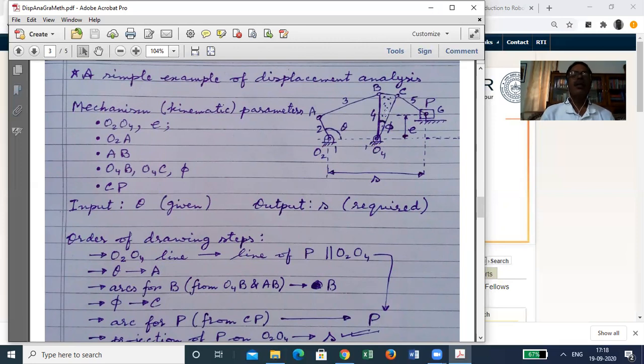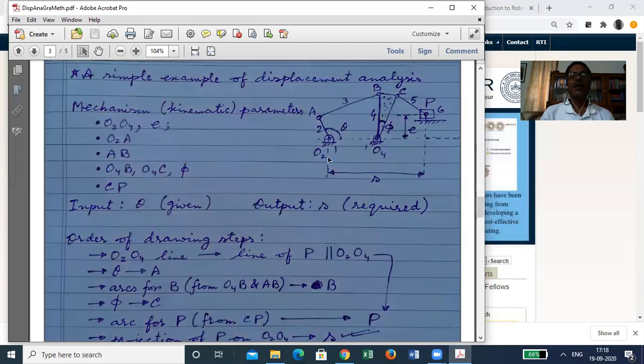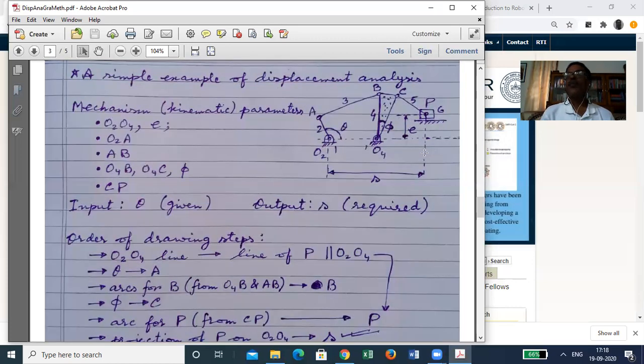And then, suppose this problem is straightforward, input theta is given and output S is required. S means what? From this fixed pivot, the position of P in this direction. In the vertical direction, anyway, we know that is constant, E, for eccentricity. So this S is the output to be determined, and that is the question.